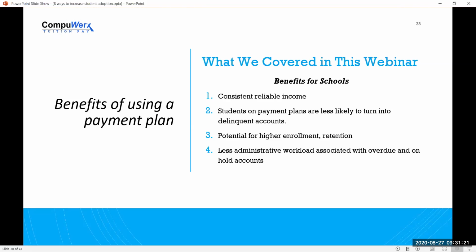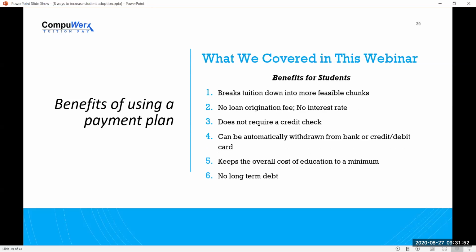All right, so let's talk about what we have covered today. Payment plan, the benefits for the school. Consistent, reliable income for the school. Students on payment plans are less likely to turn into delinquent accounts. Potential for higher enrollment and retention for the school. Less administrative workload associated with overdue and on-hold accounts.